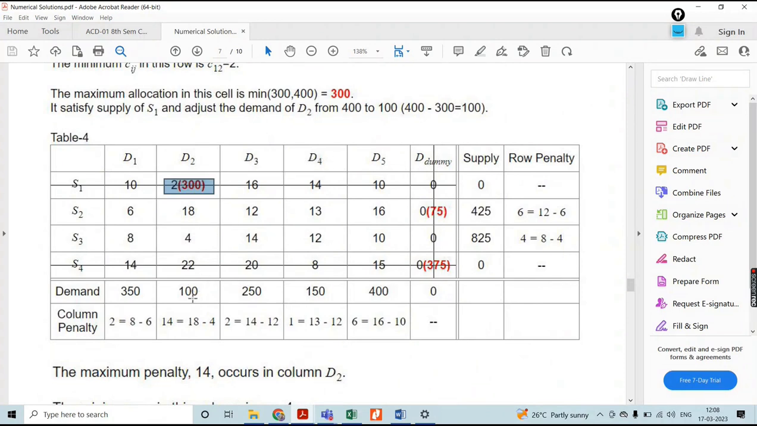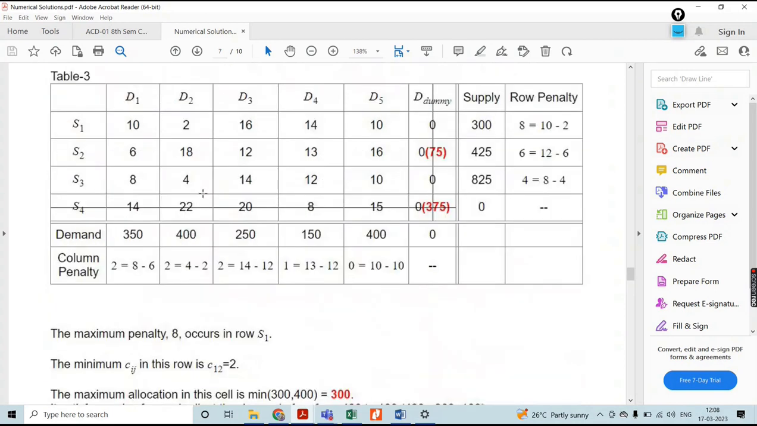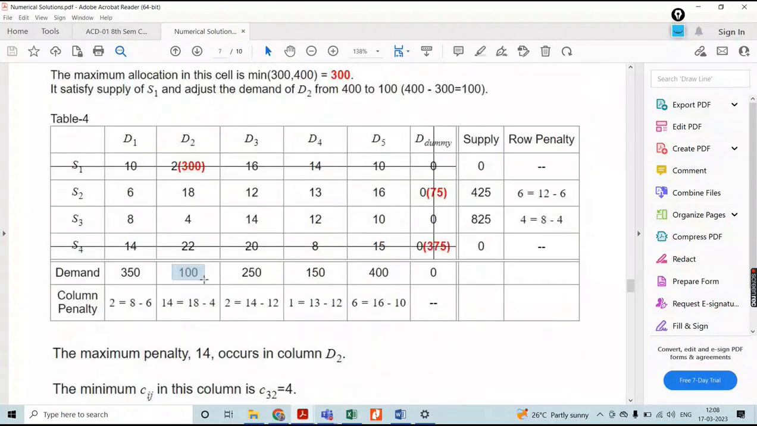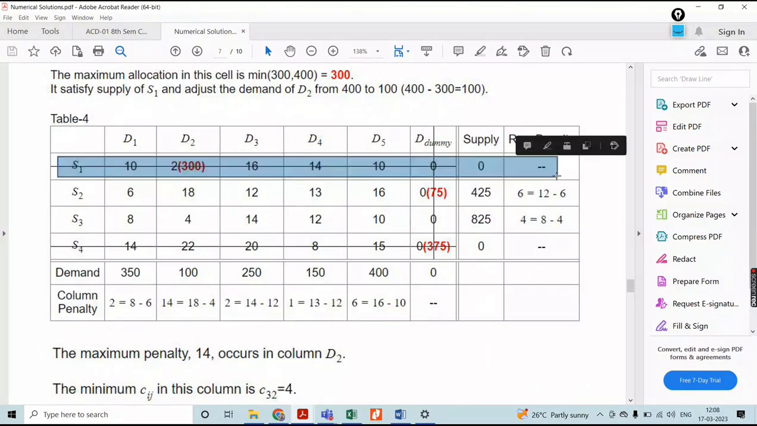Then what is the available demand? Demand is 400. 400 minus 300 is how much? 100. Now this element becomes 0, so you delete this complete row. It is not required for the further evaluation. Those transportation costs are not included at all.